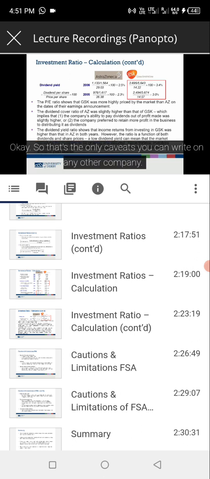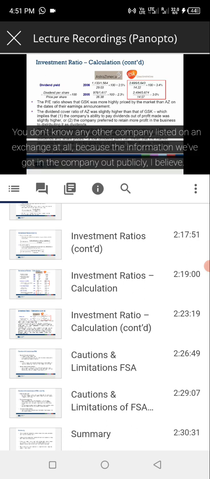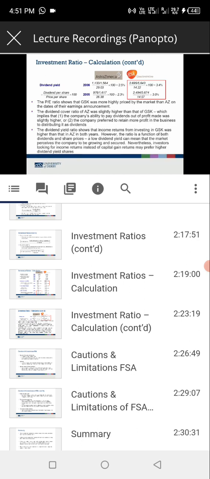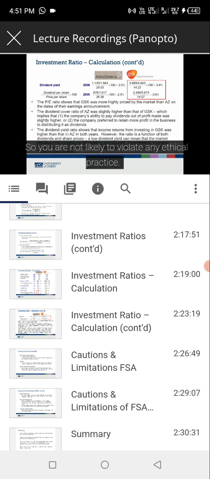Is that okay? So that's the only caveat. You can write on any other company. Any other company listed on an exchange, you don't need the ethics form, because the information regarding that company is publicly available. So you are not likely to violate any ethical practice.